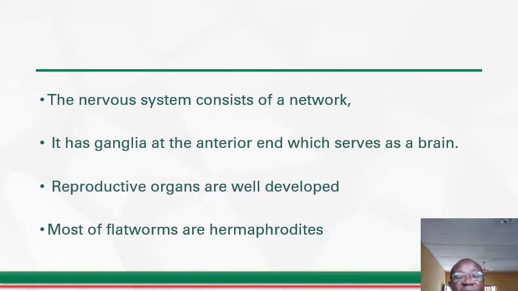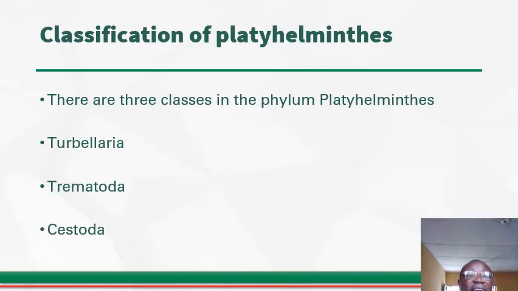The reproductive organs are well developed in platyhelminths, and most of the flatworms, as I have said, are hermaphrodites. That is, they bear both sexes. And there are three classes in the phylum Platyhelminths. When we classify them, there are three main classes that are recognized under the phylum. The three classes are the Turbellaria, the Trematoda, and the Cestoda.